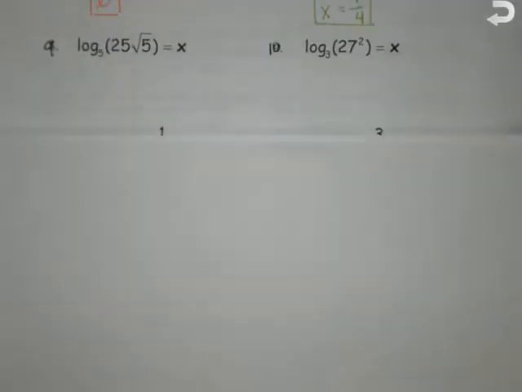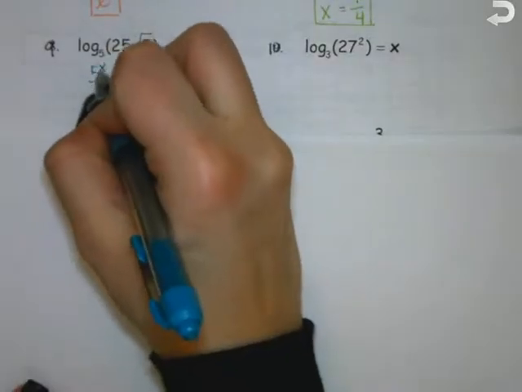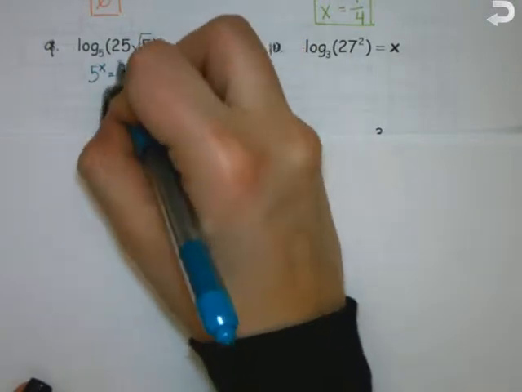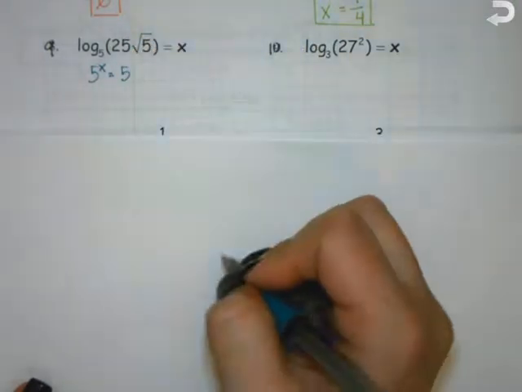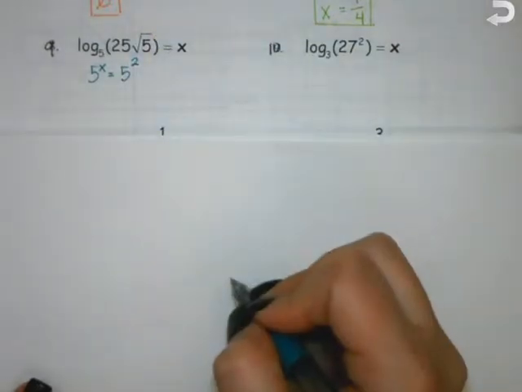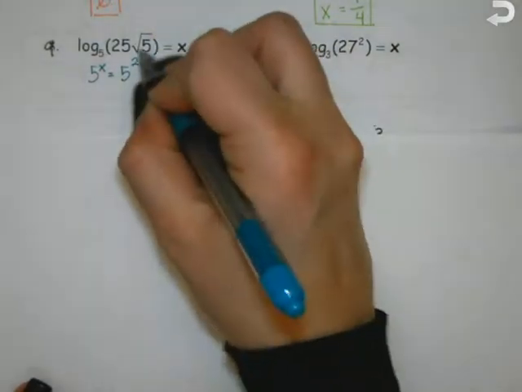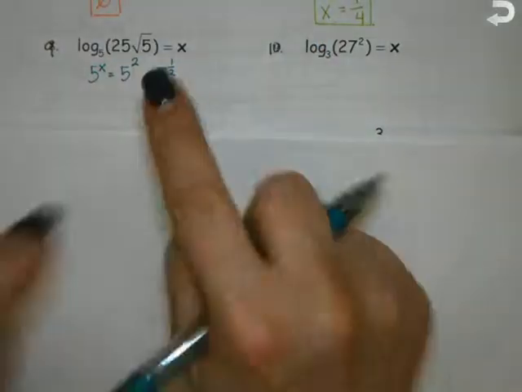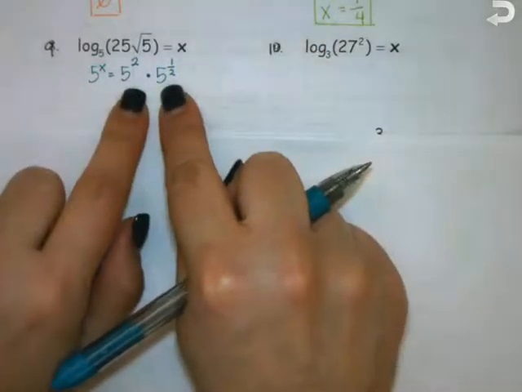Okay, number 9. Log base 5 of 25 square root 5 is equal to x. Let's rewrite it first. So that's going to be 5 to the x equals. Let's rewrite these as exponents. 25 is 5 to the what? 5 to the 2nd, and leave yourselves a little bit of room, times root 5 is 5 to the what? 1/2. Okay, so when I'm multiplying these two things, what do I end up doing with the exponent?